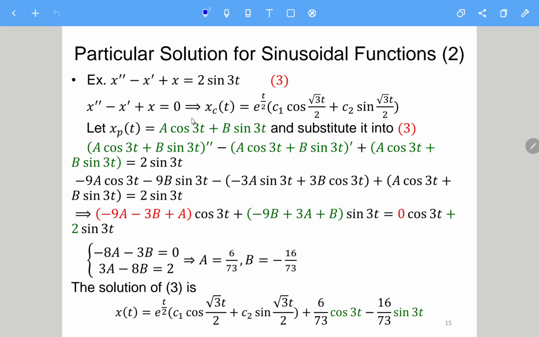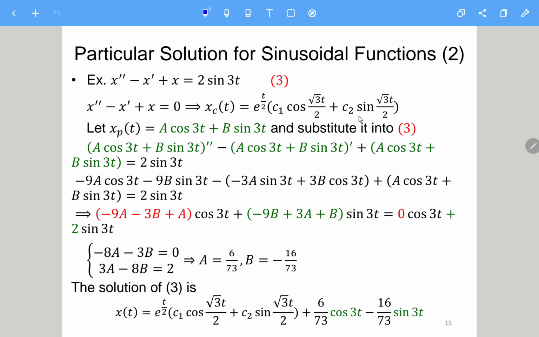And then we can just plug this one into equation 3, like this. And then we can just collect terms. This parenthesis multiplied by cosine of 3t plus this parenthesis multiplied by sine of 3t equals this one. So on the right side, we don't have cosine, so it's just like 0 times cosine of 3t. So here, this parenthesis equals 0, and then this parenthesis equals 2. So we have this joint equation, and then we can solve for a and b, and then we can just plug it back to here.